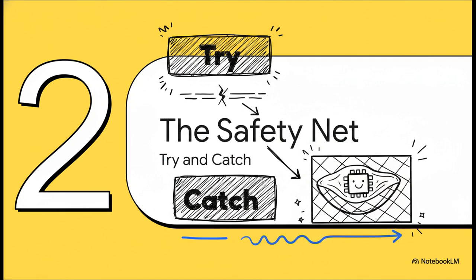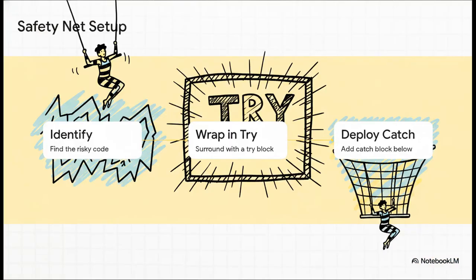Let's meet the heroes that are going to save our code. Setting up our code to survive is remarkably similar to setting up a high-wire trapeze act. I mean, you wouldn't let an acrobat perform without a net, right? Well, your code is the exact same way. Here's the essential 3-step playbook. Step 1, identify the risky code.